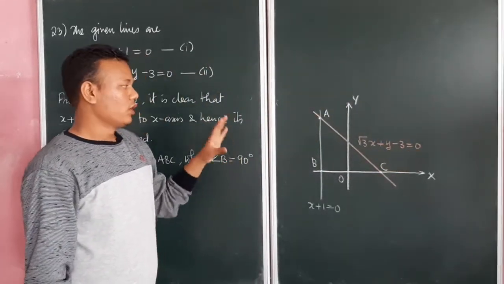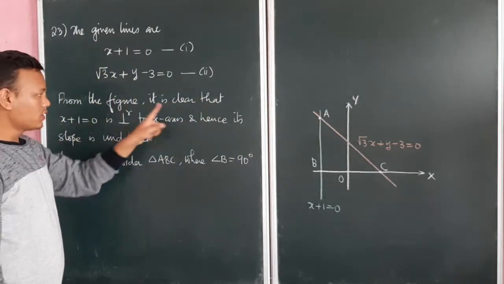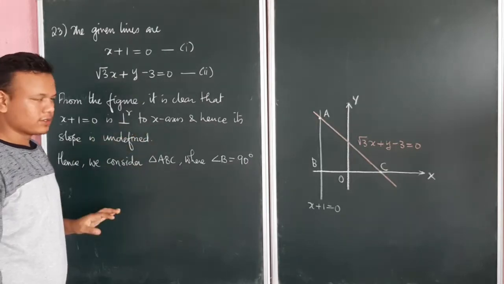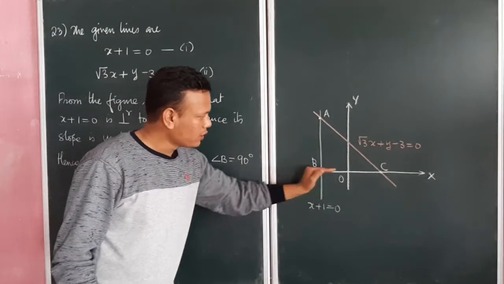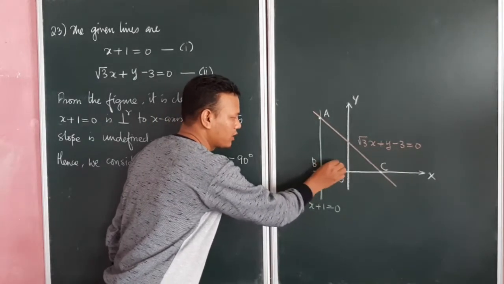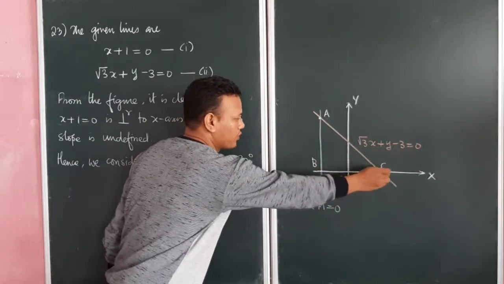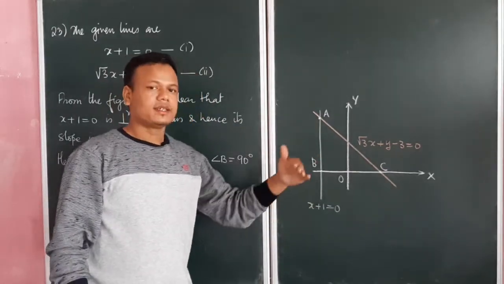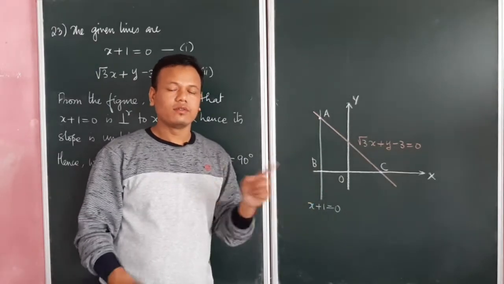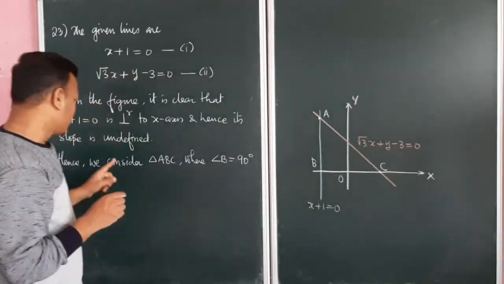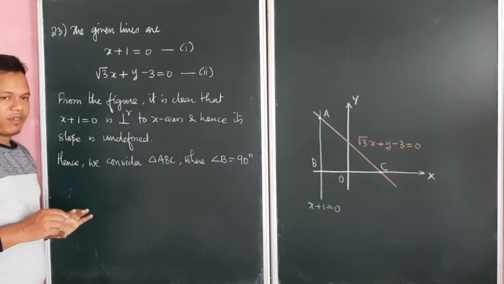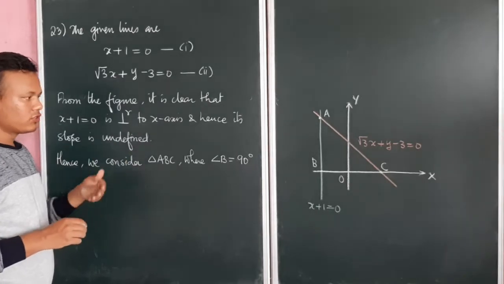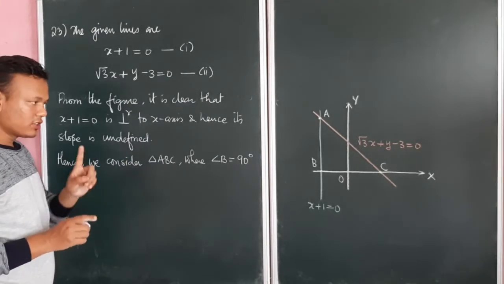Now from the figure it is clear that x plus 1 equals to 0, that is green line, is perpendicular to x axis, right? So that's why this theta angle made by this line with positive direction of x axis is 90 degree. So the slope of this line will be tan theta, that's tan 90 degree, and tan 90 degree is undefined. So hence its slope is undefined, right? Whenever we get undefined, we will omit the case and we'll try another way of finding the angle of intersection, as I said earlier.